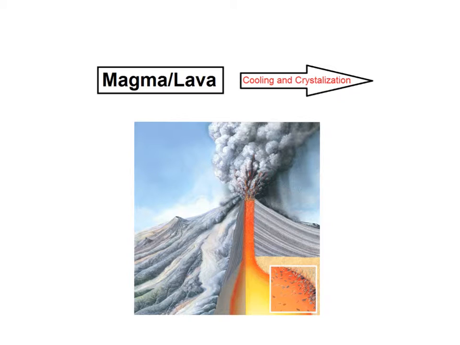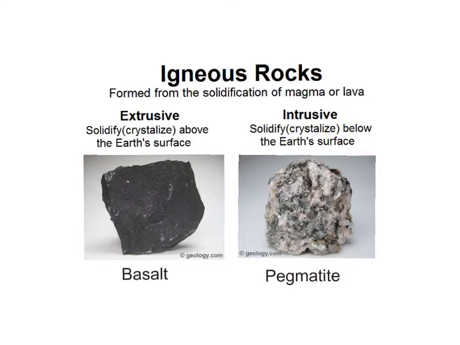This is the beginning of the cooling and crystallization process. This process can occur within the earth or above it, creating different kinds of rocks, which we'll be discussing in the next slide. The first stage of the cycle is going to be the igneous rocks. These are formed from the solidification of magma or lavas. Here I have two types. You're going to have extrusive and intrusive.